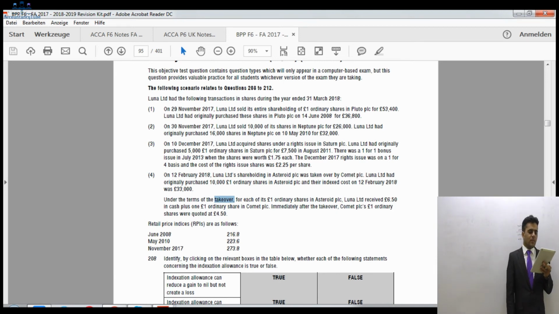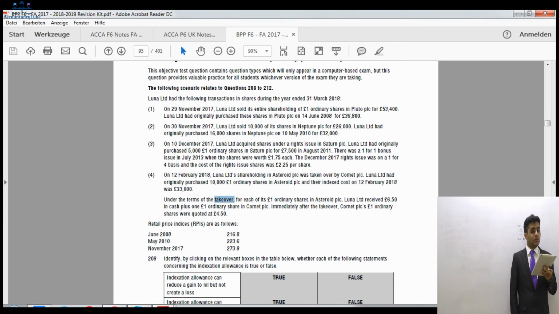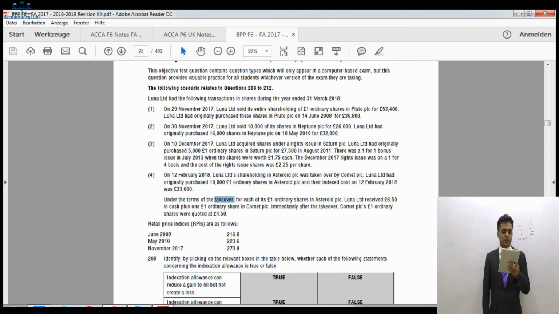How do we do it? First, we'll take the sales, 53,400. That is our sales of the shares. Then we deduct the cost out of that, 36,800. After deducting the cost, we have to deduct the indexation allowance. So in order to deduct the indexation allowance, we need the indexation factor. How do we get the indexation factor?